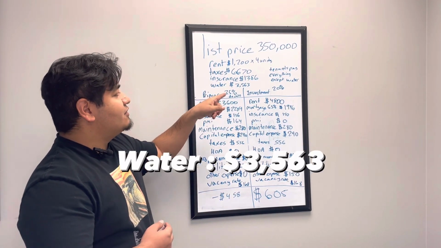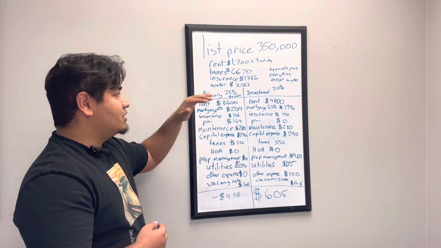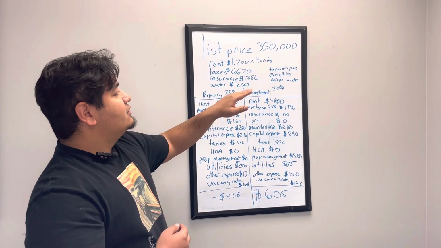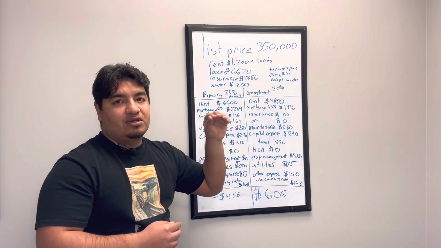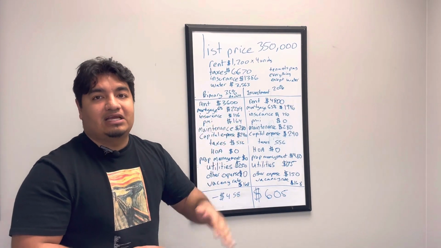Water is gonna be 3,563 a year. So you're gonna take that number and divide it by 12 for the month. And tenants pay everything, so they're gonna pay gas, heat, electricity, but the water is paid by the landlord.